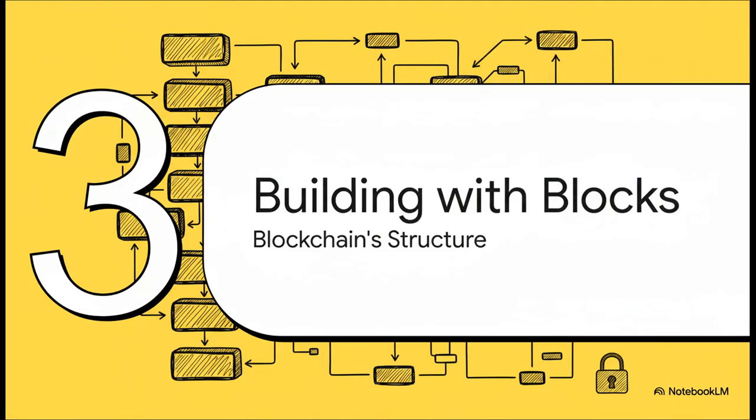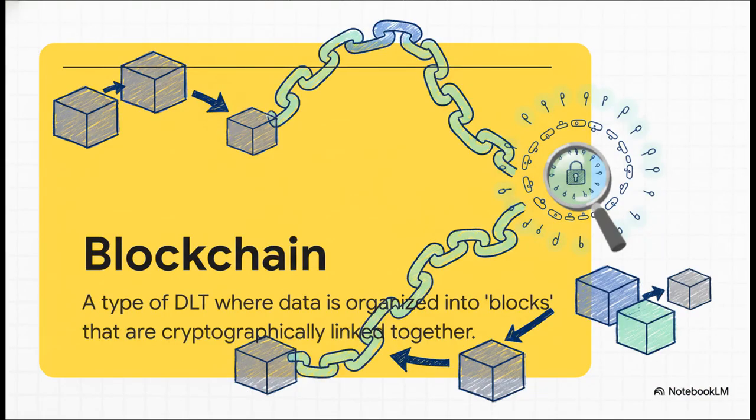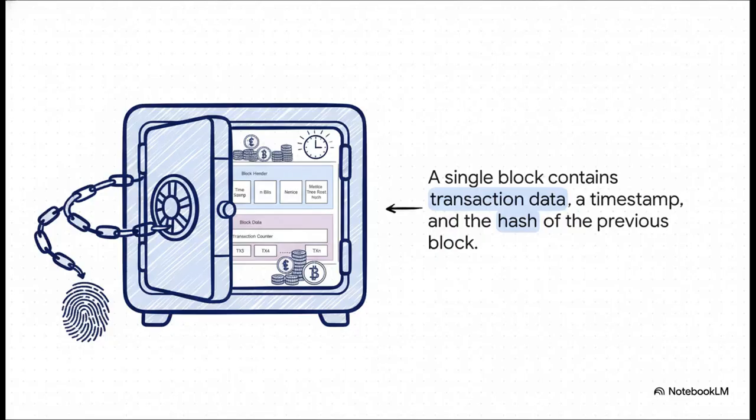Okay, so we've got this idea of a shared ledger. Now let's get a little more specific and see how a blockchain, which is just a special type of DLT, is actually put together. You know, the name itself pretty much tells you everything you need to know. It's a type of distributed ledger where all the data, like our transactions, gets bundled up into these packages called blocks. And then these blocks are cryptographically linked together to form, well, a chain. It's just a continuously growing list of records. Simple as that.